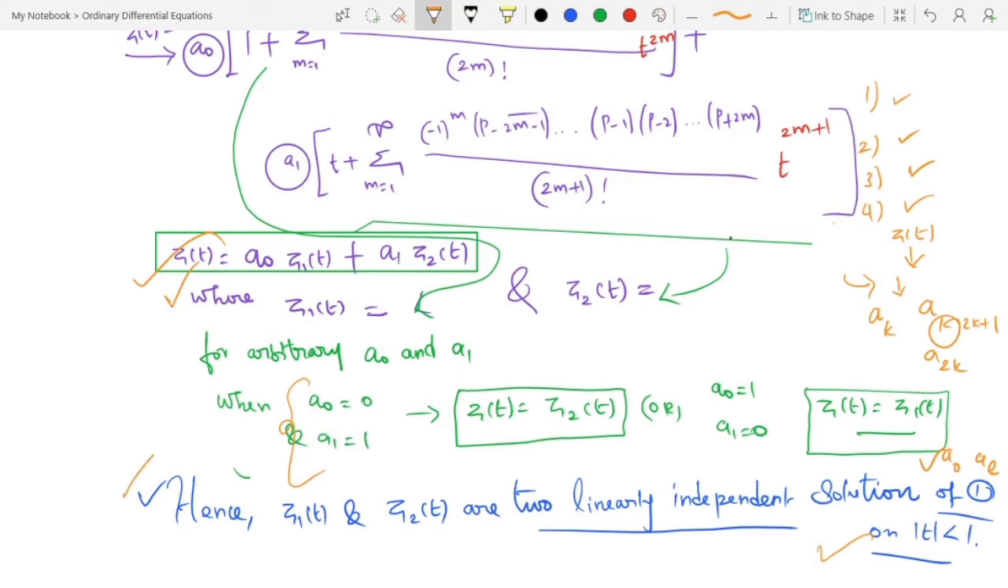Hence we have concluded both z1 and z2 are two linearly independent solutions on absolute of t less than 1. Thank you.